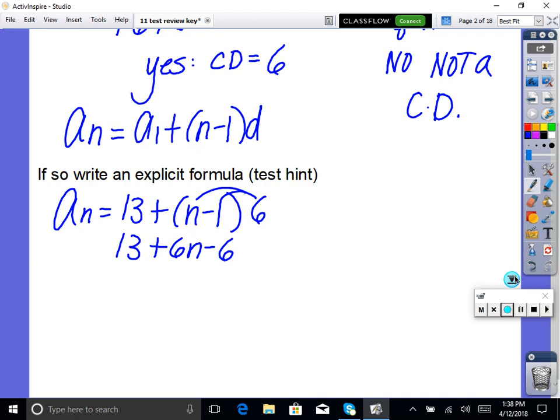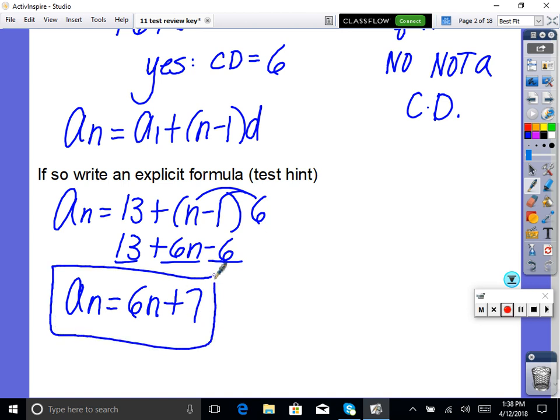So then our final answer would be, the explicit formula would have been 6n, and then 13 minus 6 is 7. So then 6n plus 7. That would be on the test. It would say, if it is, write an explicit formula. So you have to recognize, because it's arithmetic, it was that formula right there.